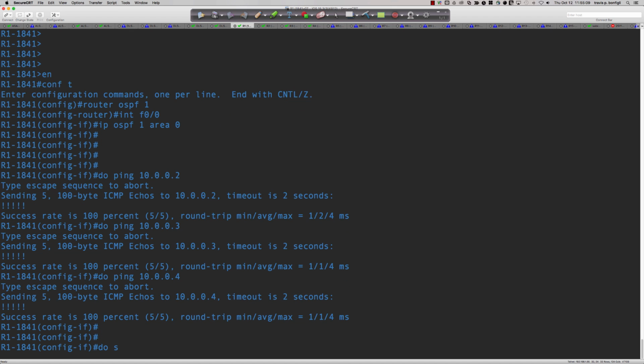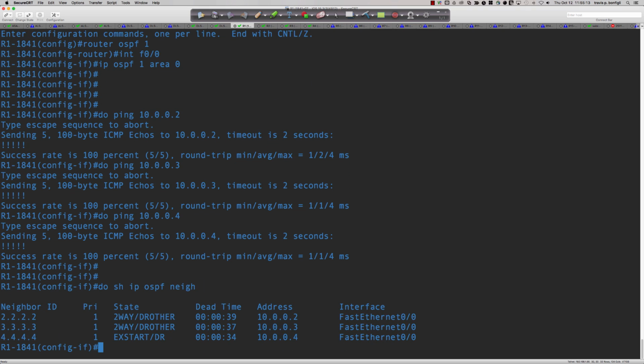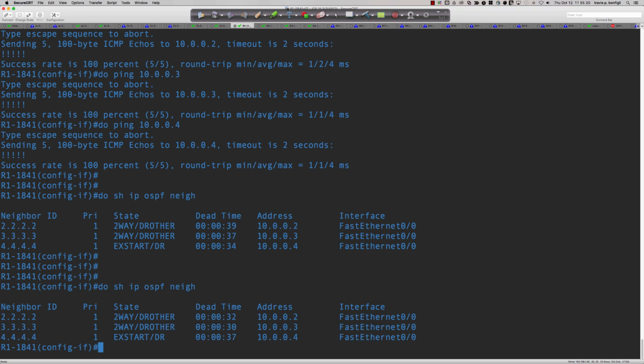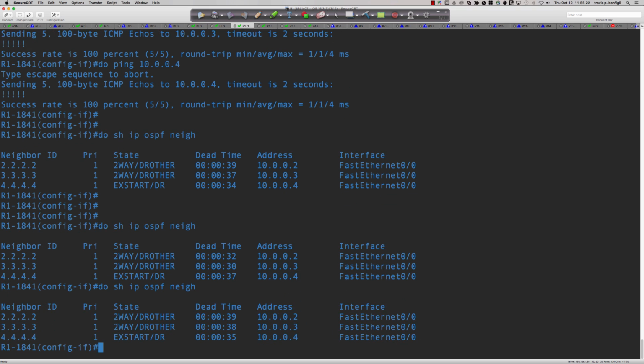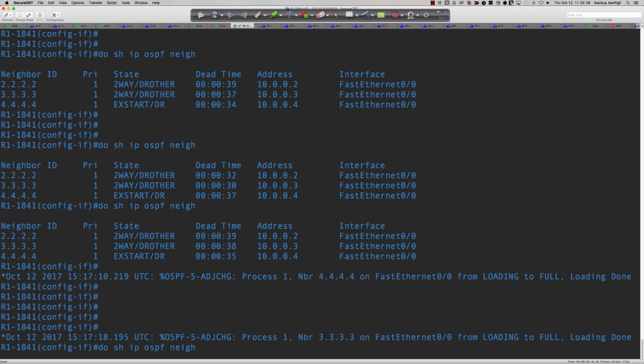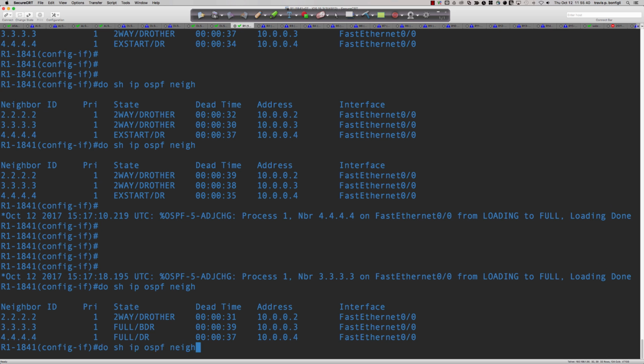So what should we see when I do show IP OSPF neighbor? We see that OSPF is working its way through its finite state machine. Everybody was down. When I entered the IP OSPF command, everybody went to init. Then we go to the two-way state, which you see there. Then you would go to ExStart, Exchange, Loading, and then Full. So take a look here.